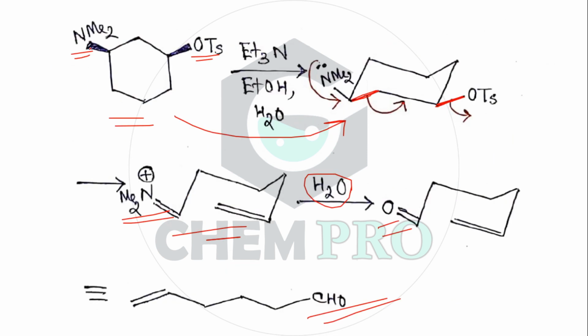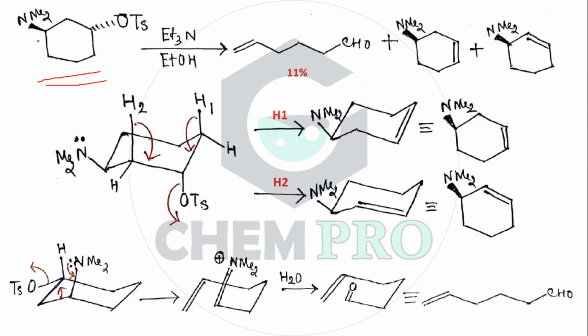In the previous example, the NME2 and the OTS are both above the plane. But if we get this NME2 above the plane and OTS below the plane, then the scenario will be changed. So from this reaction, we can only have 11% of the fragmentation product, and the other part will be the elimination product.